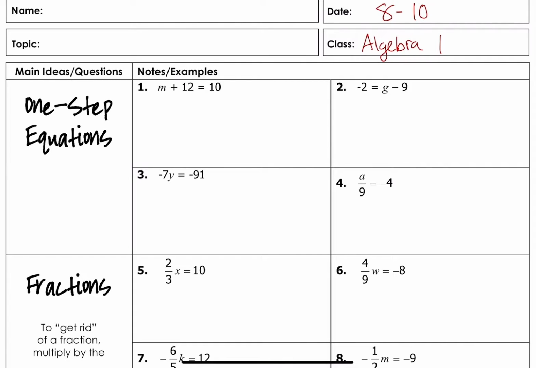Alright, hello everyone. So today I wanted to go over the notes that we took on Tuesday, August 10th. And that was just a review of our one-step and two-step equations. I'm not going to go through every single example here because we didn't in class, but just a few so that we kind of remember and get the gist of what's going on here. And you can find this sheet on Teams in our files.